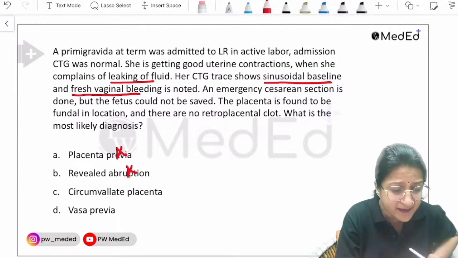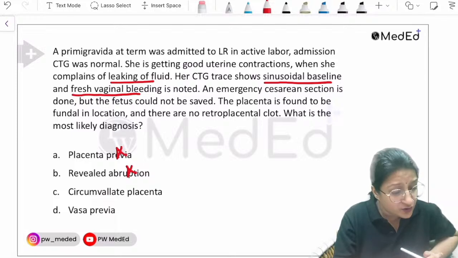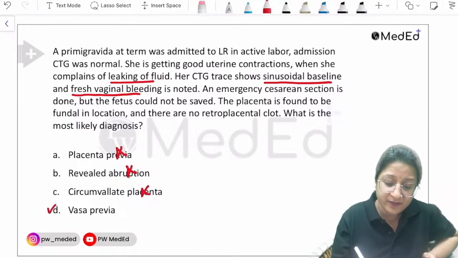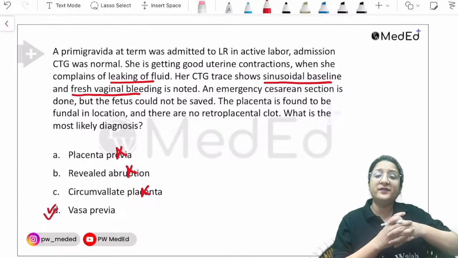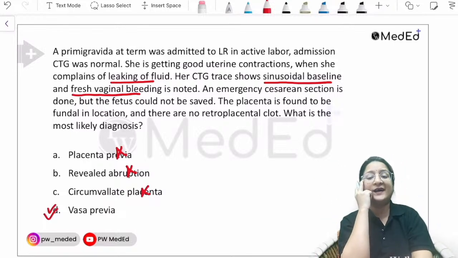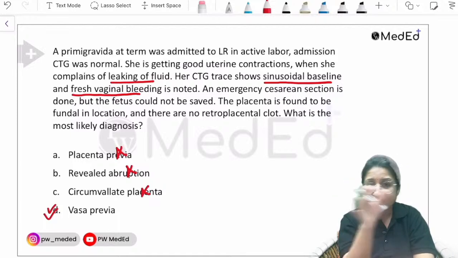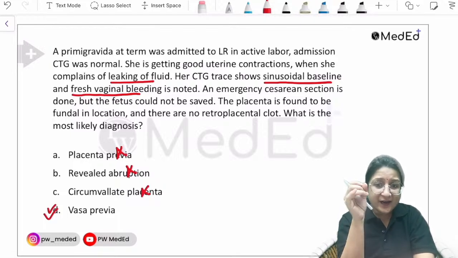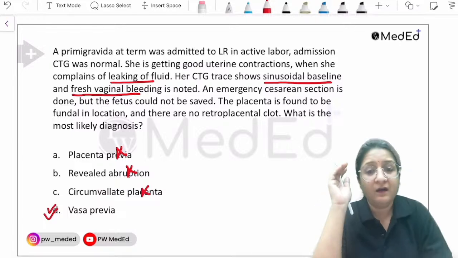This is something very typical, and Kishore is answering correctly, Armor is also answering correctly, and Saurav is also answering correctly, that it looks like probably a case of vasa previa. Very good. So what is vasa previa? When you read about the abnormalities of placenta and cord, there you read about vasa previa: unsupported naked fetal vessels traveling in the fetal membranes, and this could be associated with a velamentous cord insertion.